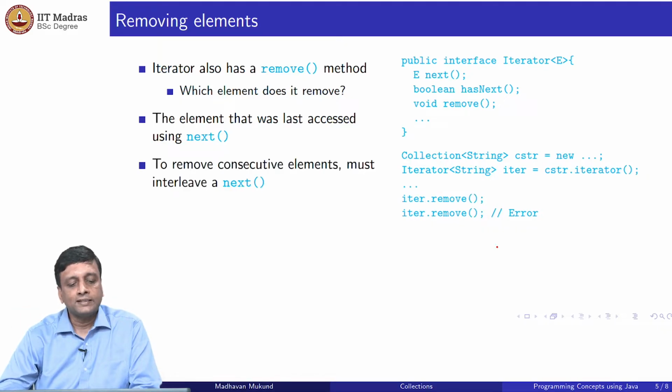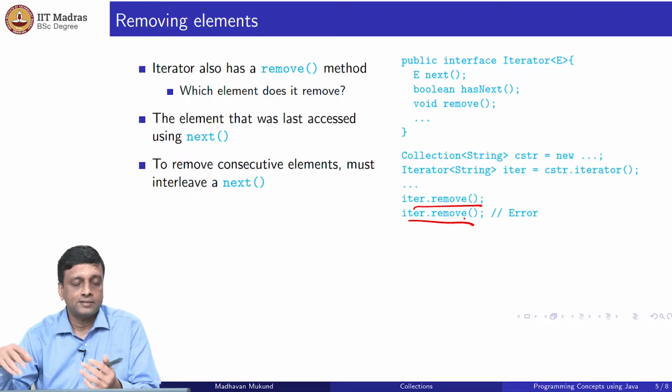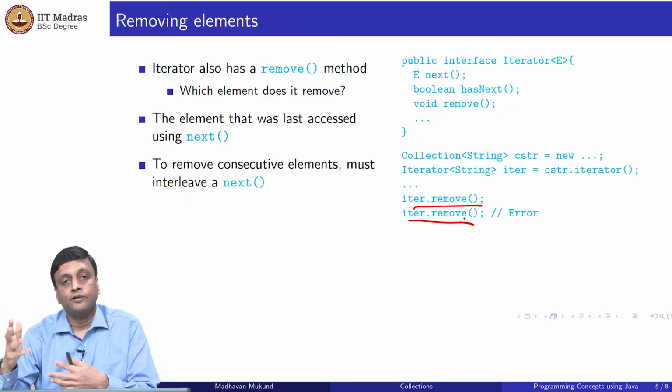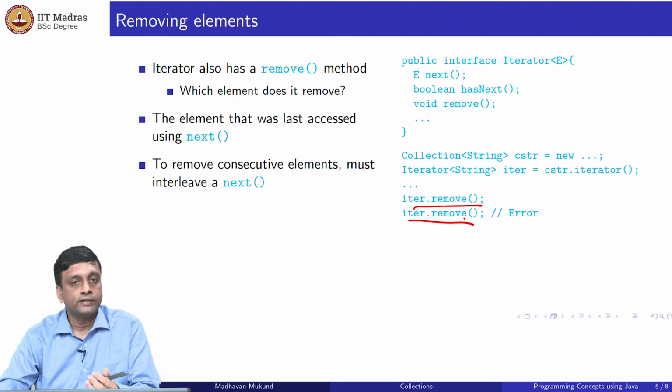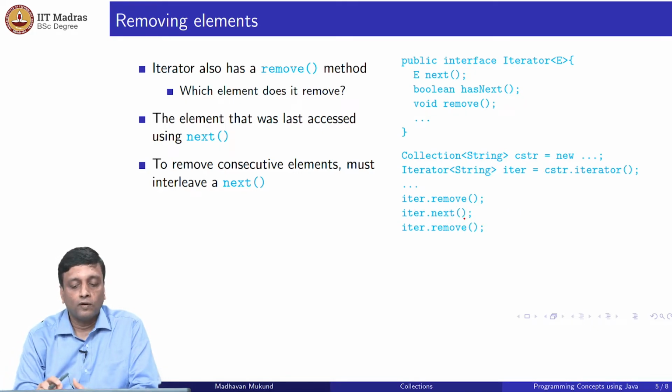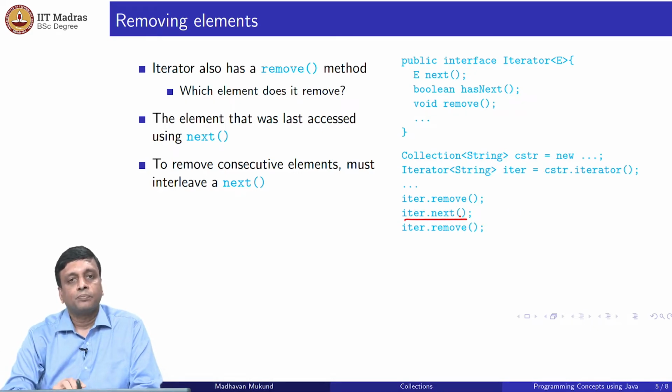This has some implications. If I want to remove two elements in a row, I must necessarily do a next. If I say remove and then follow it by another remove immediately, this does not make sense, because I just removed the element that I was looking at and there is no current element. In some sense, the iterator is at a position where the value that it just passed over has been deleted. So, I cannot remove it again. I actually have to call a next and then remove it. Every remove has to be preceded by a valid next.